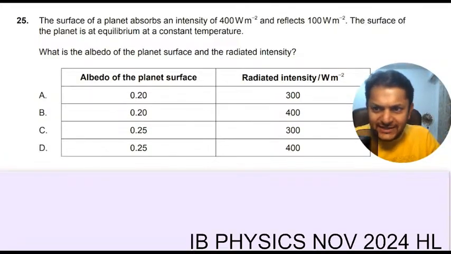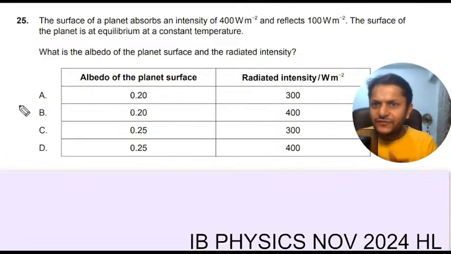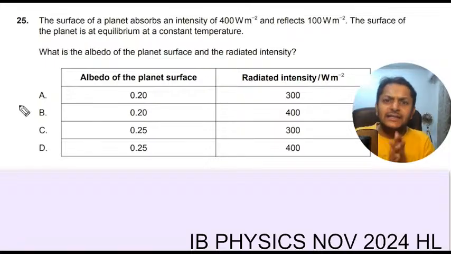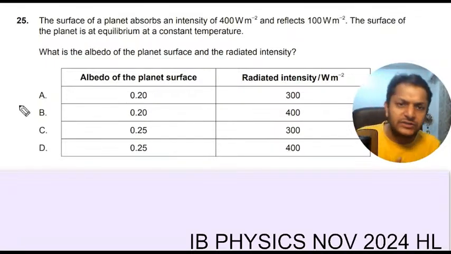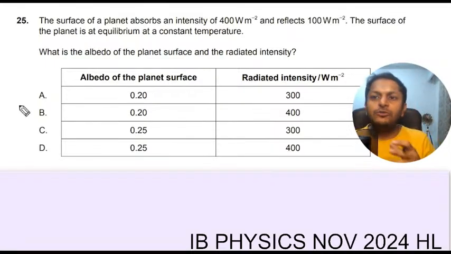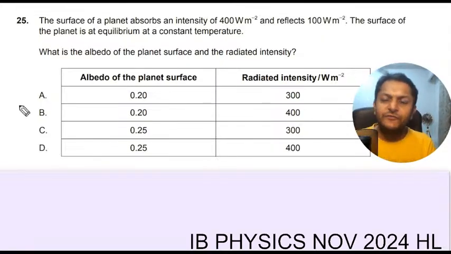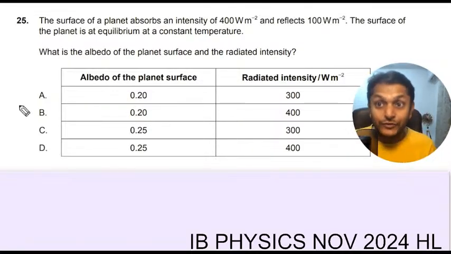Okay, dear student, let's see what is there in this question. The surface of the planet absorbs an intensity 400 watt per meter square. Let me point out this is question number 25 directly, because the other questions from 21 to 24 are not in your syllabus, so I'm not covering them. They have been removed.